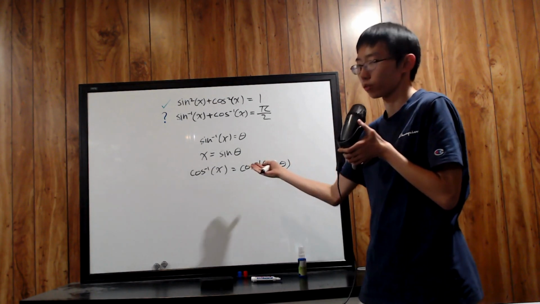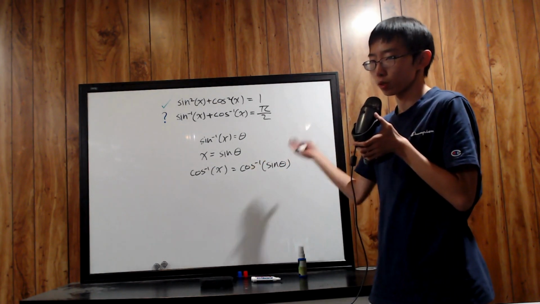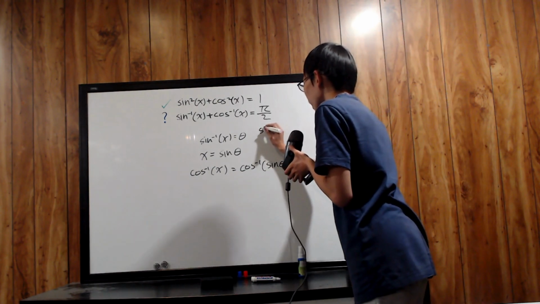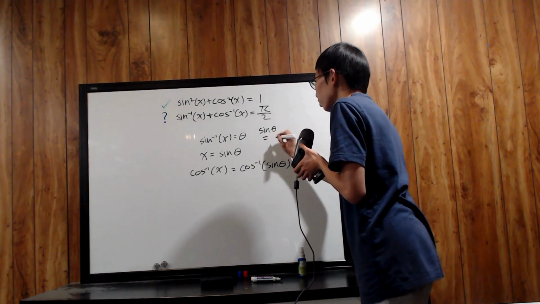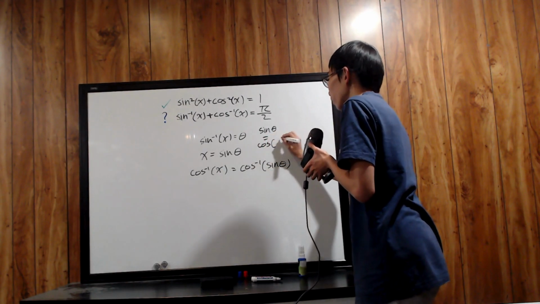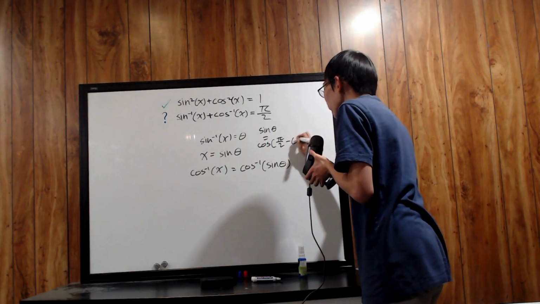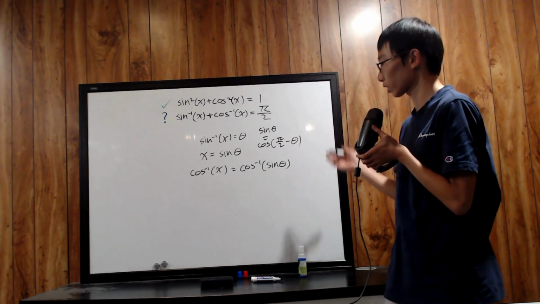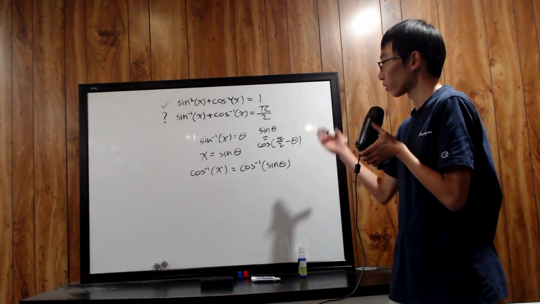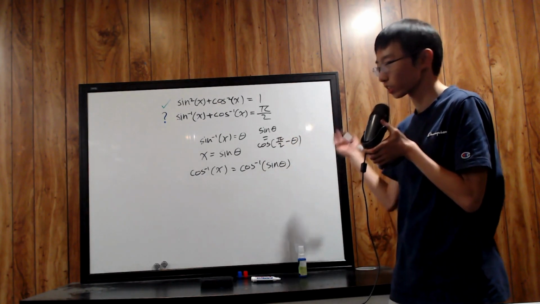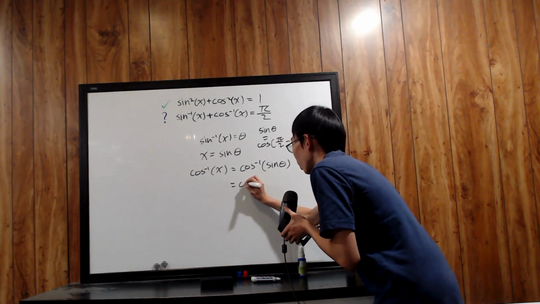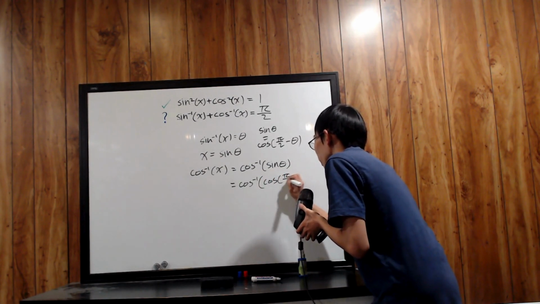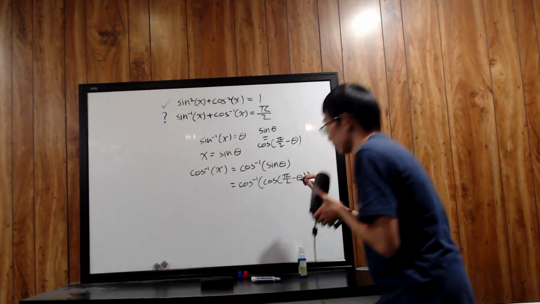I mean, there's a cosine inverse and a sine here, so what do we even do? Well, if you recall the identity, sine theta is equal to cosine of pi over 2 minus theta, right? So if we use this identity, we can actually replace sine theta with cosine of pi over 2 minus theta, right? So we get cosine inverse of cosine of pi over 2 minus theta.